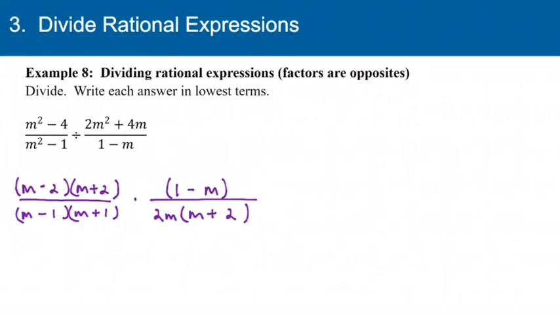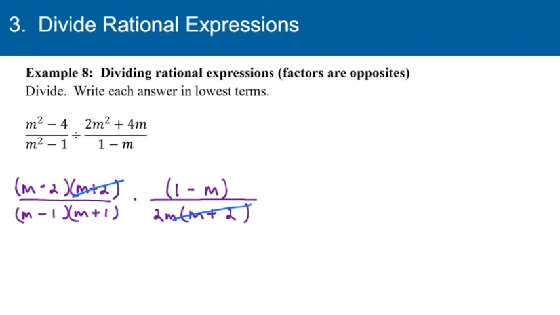Okay, let's see what we can do here. First, I notice that we have m plus 2 in both top and bottom, so we'll go ahead and cancel those out. And now I don't see anything else that will cancel out directly, but I do notice that I have 1 minus m here, and I have m minus 1 here. Now you see these are opposites. The only thing that's different is the order of subtraction. I have m minus 1 here, but 1 minus m here. If I could get this to be the same order, then I could cancel these out.